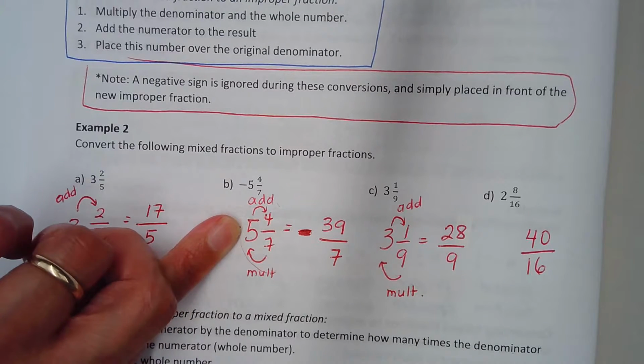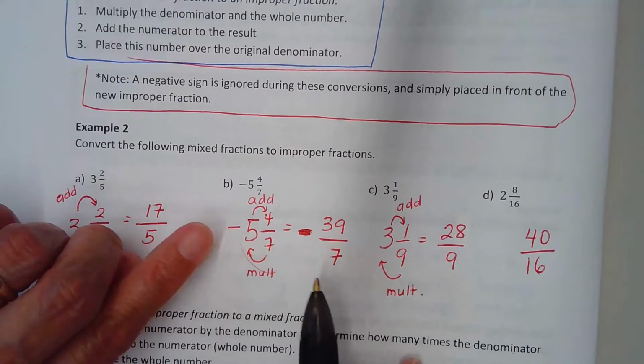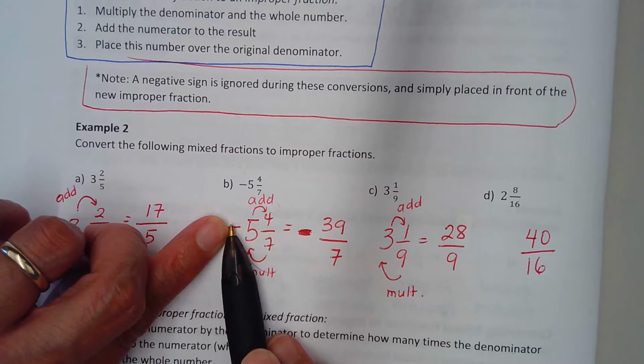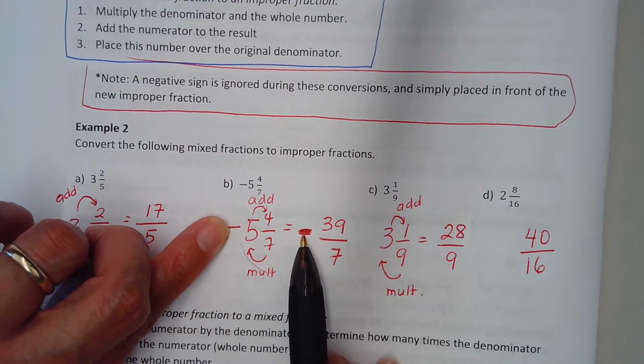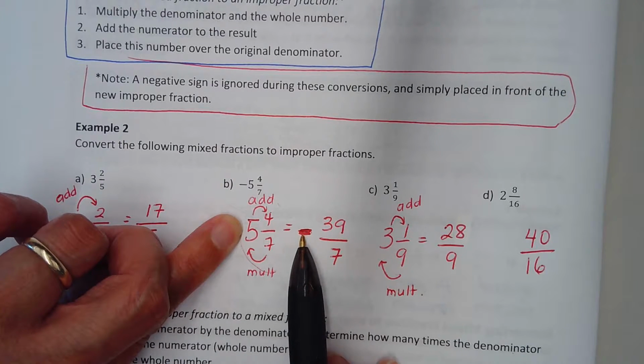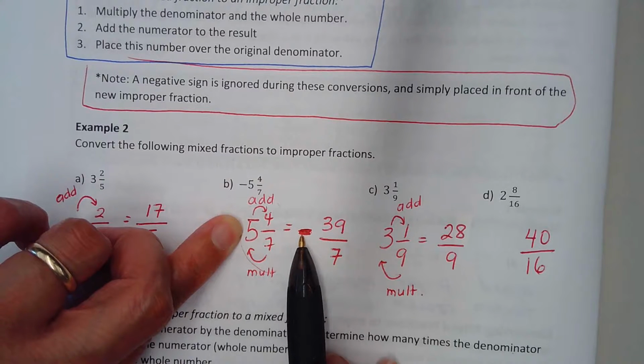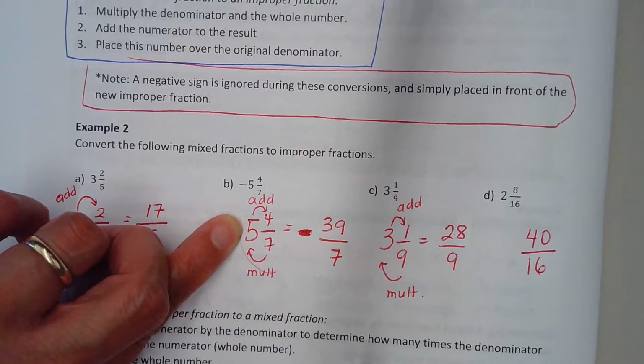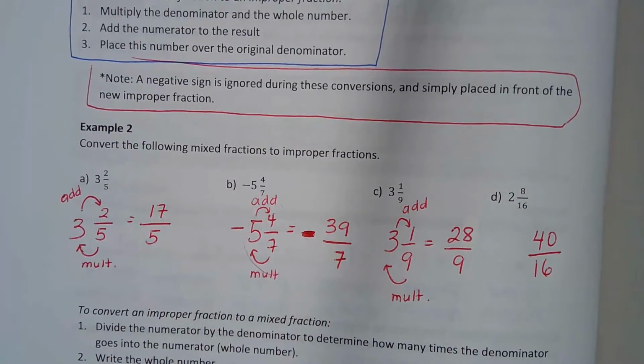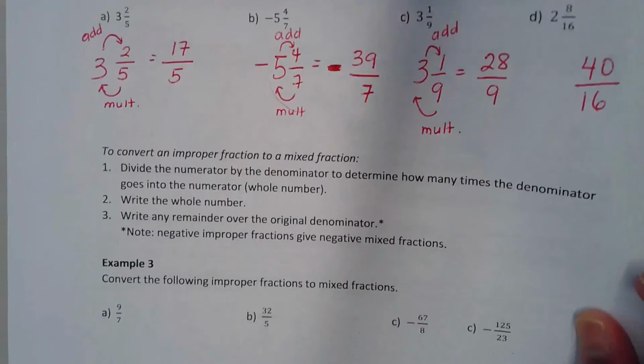Do you want to give that a try? Let's give that a try. So ignore the negative first and just write it there. So 7 times 5, that's going to give us 35, and then the 4. I'm glad you asked, right?